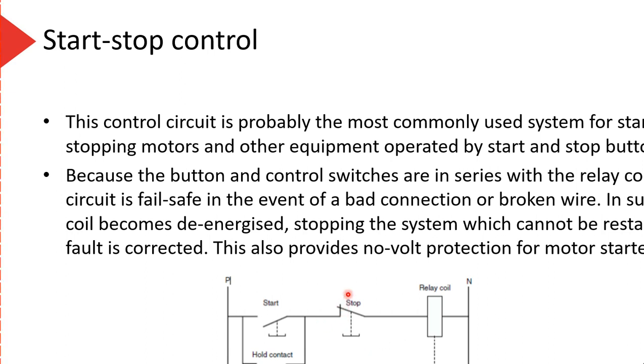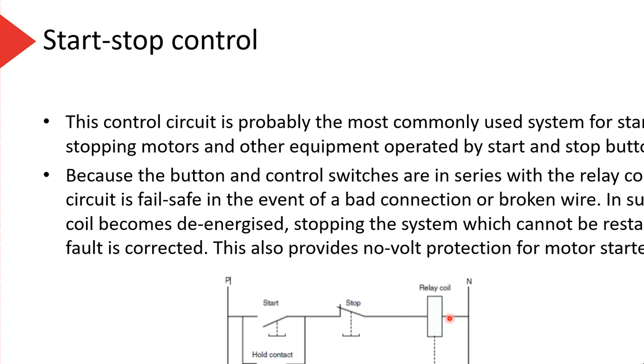It stays on until I push the stop button. Once I push the stop button, relay coil turns off, hold contact opens, and therefore no power is going through. Now the start button's open, the hold contact is open, no power is going to the relay coil, everything turns off. Cool. Pretty simple circuit, neat idea. Push the start, turns on, push the stop, turns off.